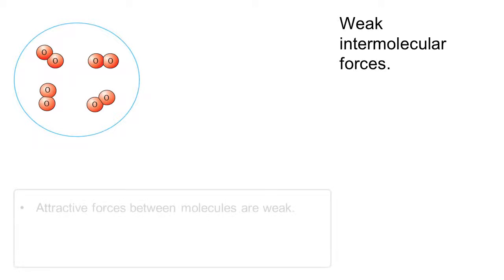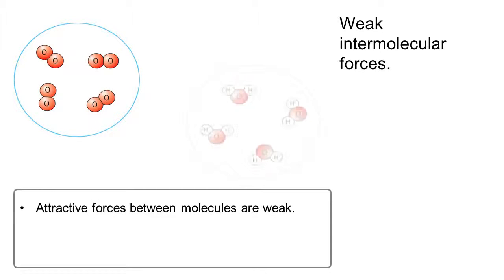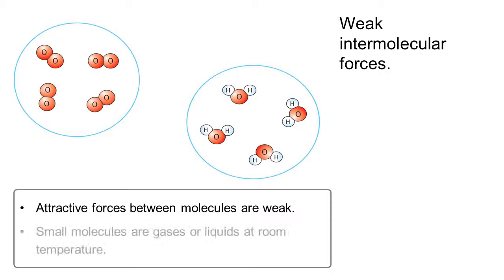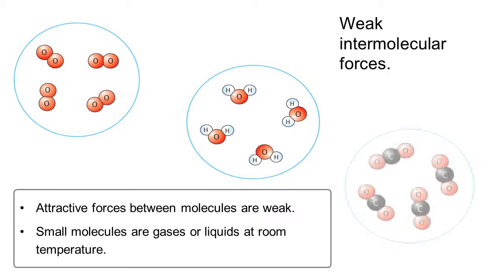These are simple covalent substances here. So we've got oxygen, we've got water, H2O in the middle there, and we've got CO2 down there on the right hand side there. All of those covalently bonded, all non-metal atoms. Now the forces between the molecules, what we call the intermolecular forces, are very, very weak.